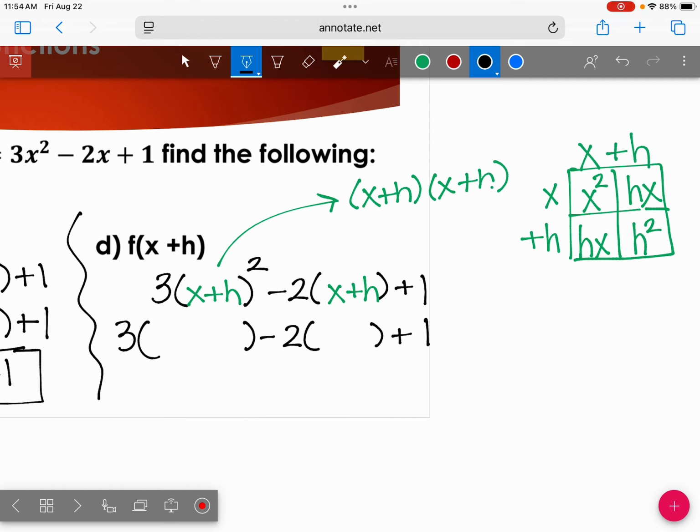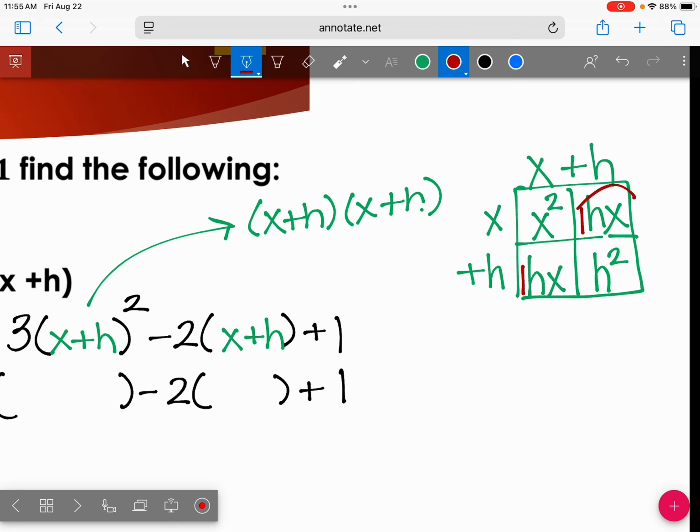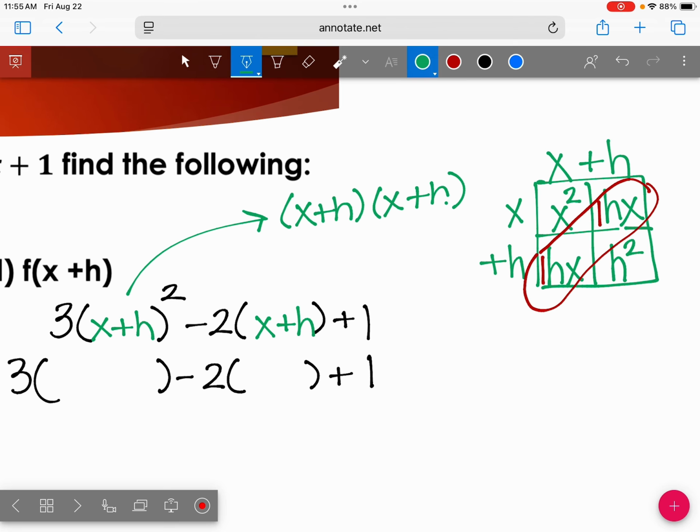Okay, so when you combine your like terms, remember both of these have a 1. So 1hx plus 1hx is 2hx. So when you combine these together, you get x squared plus 2hx plus h squared. And this is x plus h.